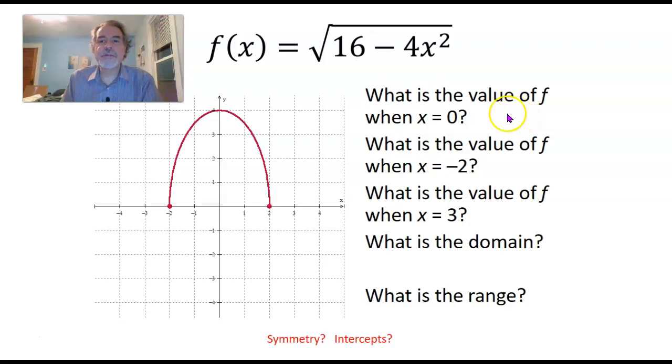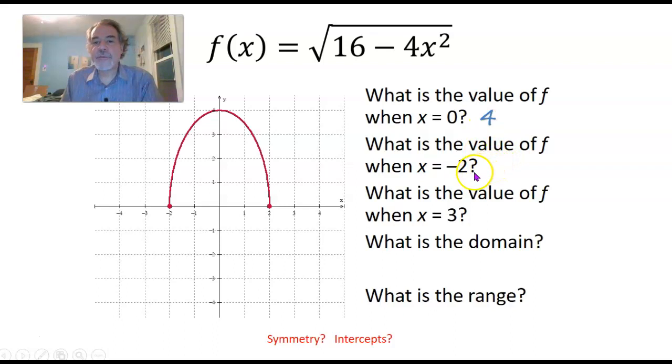What's the value of this function of f when x is 0? In other words, what is f of 0? Well, we can tell that from the formula by plugging 0 in for x and doing the calculation. 0 squared is 0, 4 times 0 is 0, 16 minus 0 is 16, and the square root of 16 is 4. But we can also see that right away on the graph, because if you look for the point on the graph where x is 0, the y-coordinate of that point is 4.